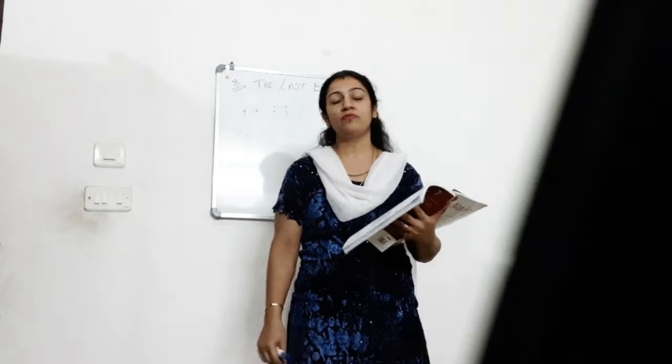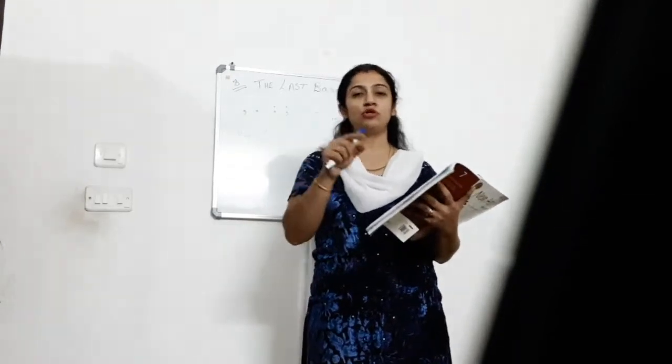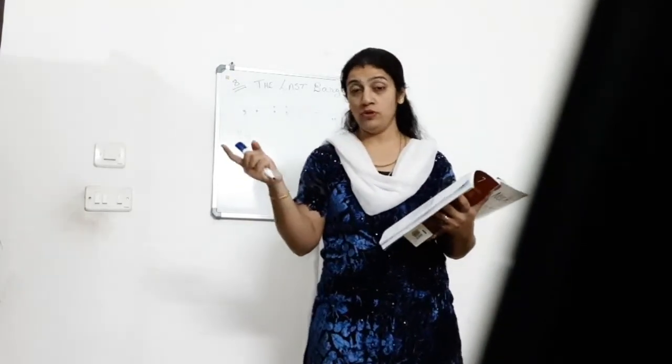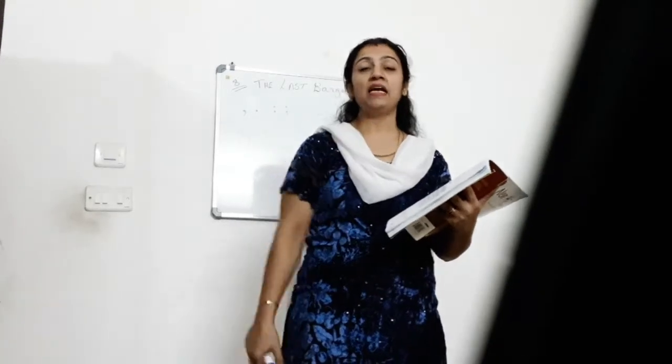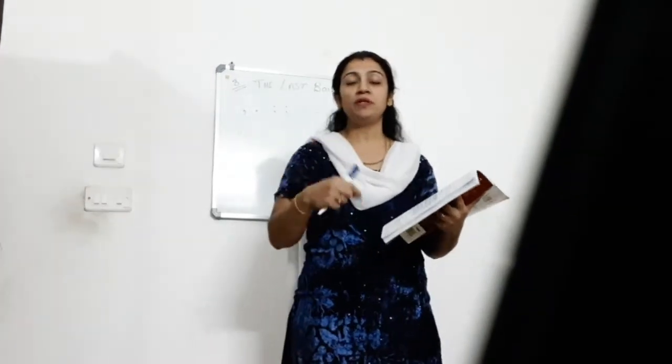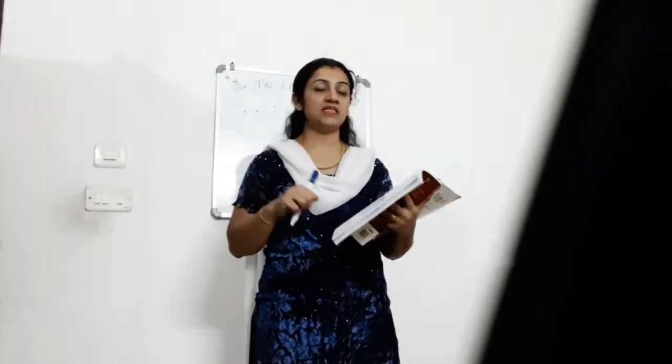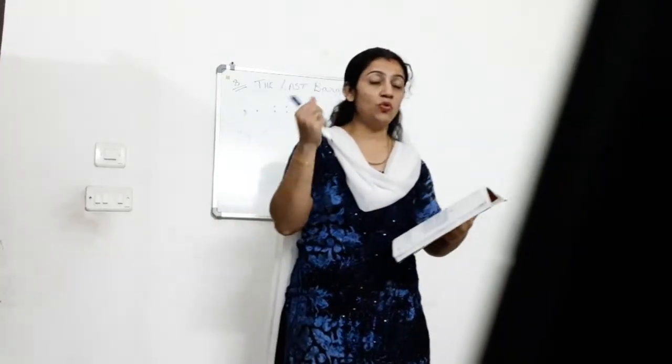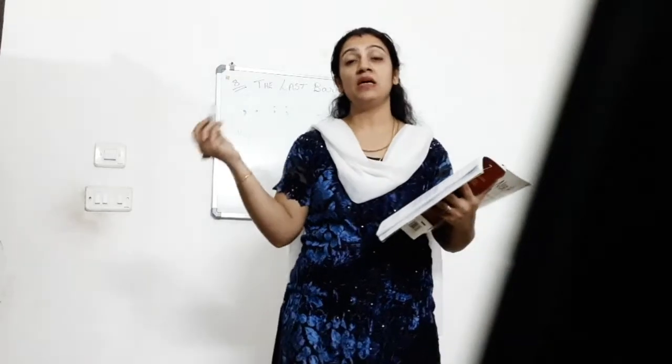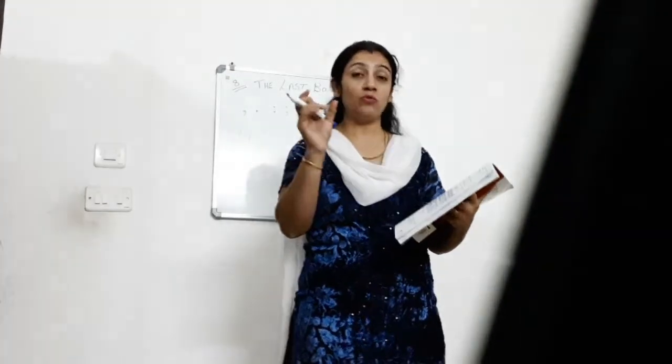Now, for example, the peon came to the class and whispered to the teacher: There is a parent outside. When he told the teacher, there is a parent outside, that was a direct speech.